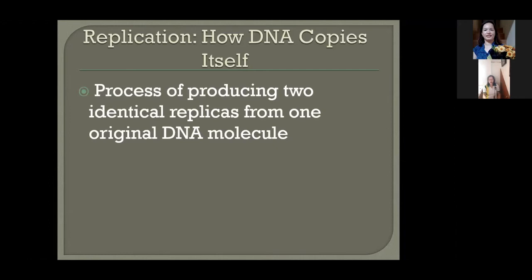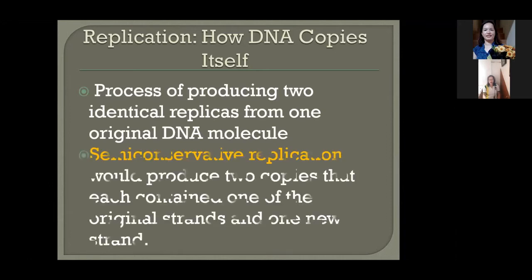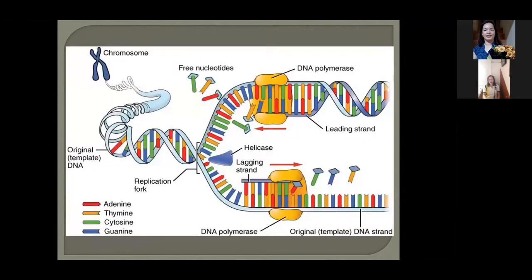When this original DNA produces two identical copies, the process is said to be semi-conservative: each copy contains one of the original strands and one new strand. So it is an exact copy of the original. It is said that the process is semi-conservative. And you look at this diagram. The video is already provided in the LMS.